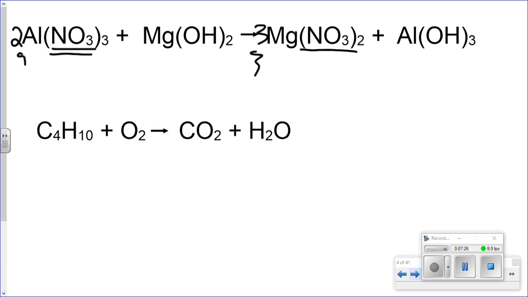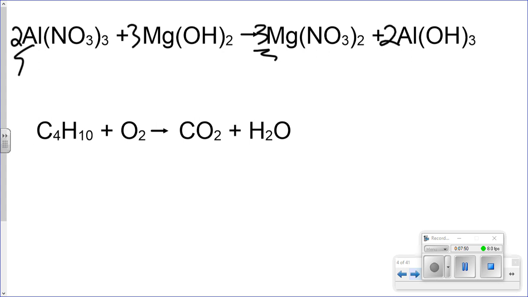All right, so how many nitrates do I have? 2 times 3 is 6 nitrates. How many nitrates do I have here? 3 times 2 is 6. Now, how many aluminums? Let me clean this up a little bit because I'm scribbling all over the place. How many aluminums do I have on the left? You have 2. Let's put a 2 in front here. How many magnesiums here? You have 3. You put 3 in front of here. It actually ends up being balanced.